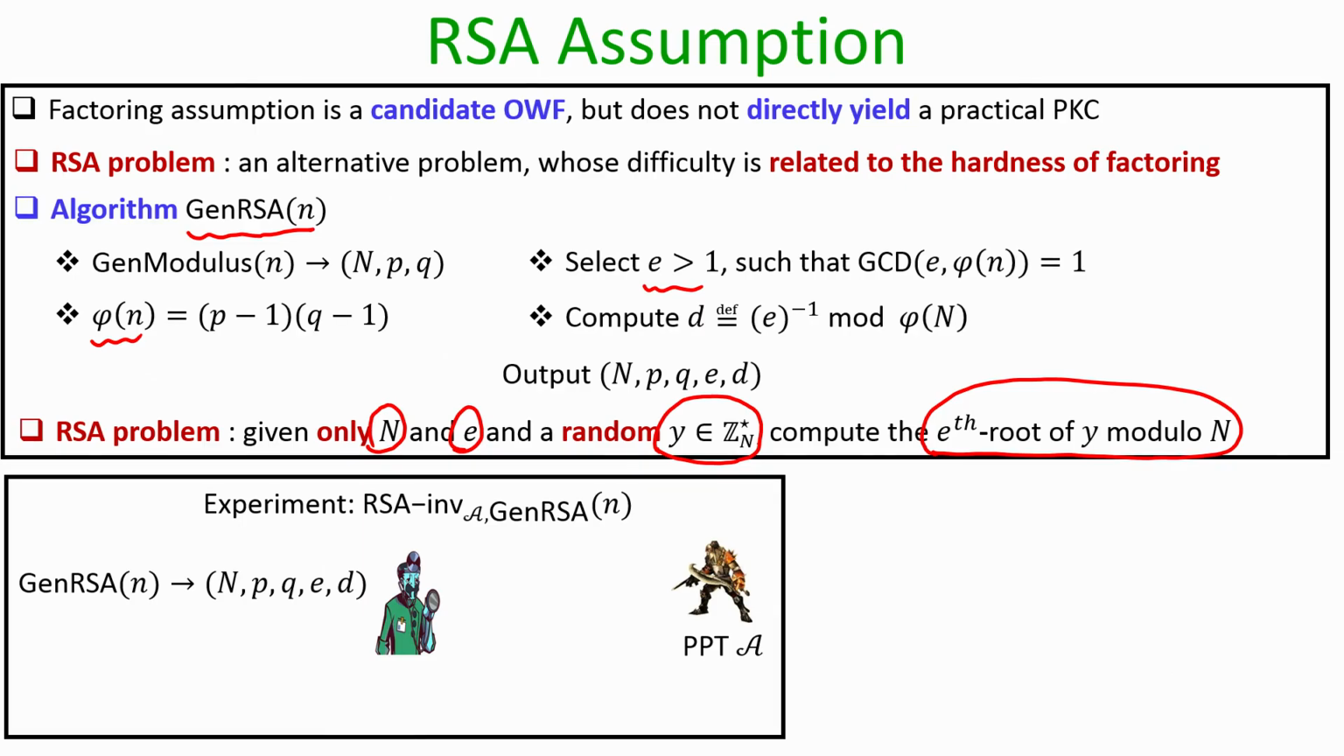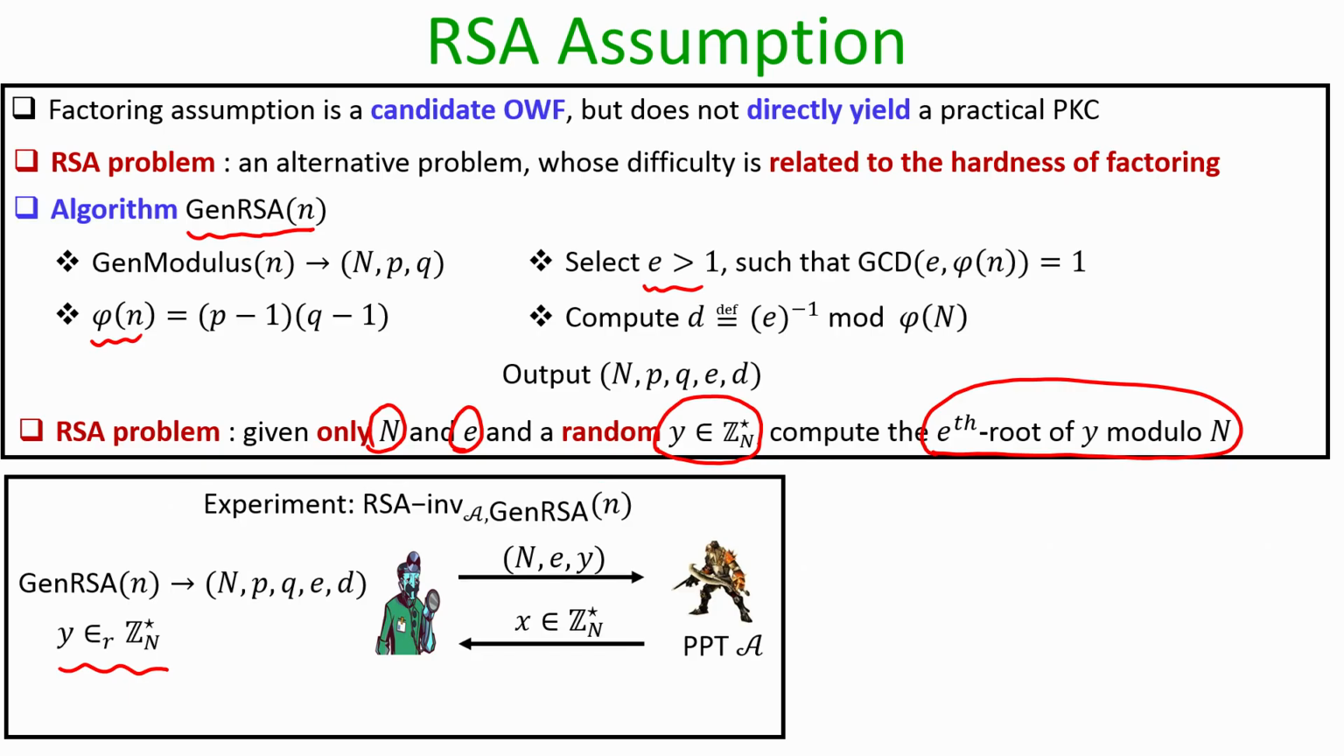The experiment is as follows: the challenger runs the GenRSA algorithm to generate the parameters N, p, q, e, d. A random y is chosen from the set Z_N star. Again, if you are wondering how picking a random element from the set Z_N star is possible in poly of little n time, well, that is possible. You can see the book by Katz-Lindell where the algorithm is given for how to pick random elements. Now, the challenge for the adversary is to find the eth root of this random y just based on the knowledge of the public modulus N and the public exponent e.